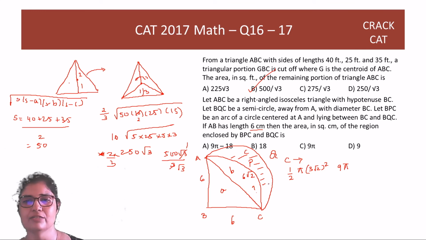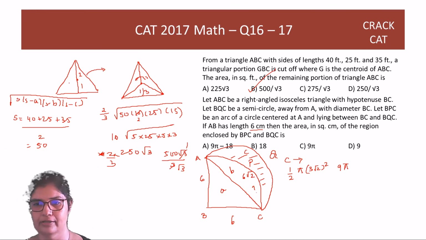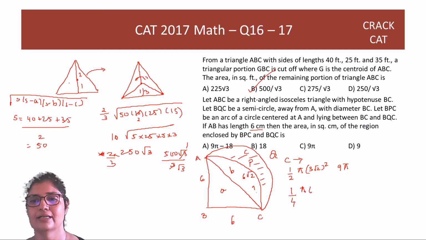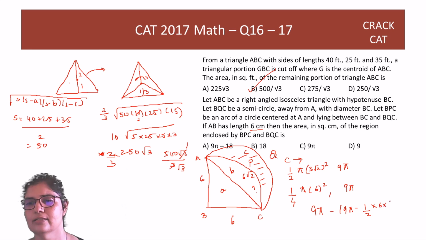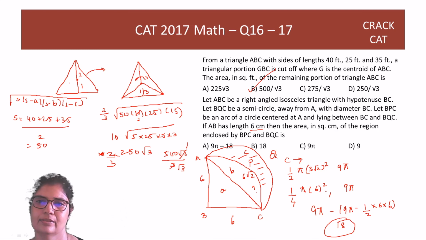Okay, so first we will find out the area of the quadrant. So this is basically 1/4 of the circle made with radius 6, correct. It's 1/4 of the full circle. So this is also 9 pi. From that, now if I subtract the area of the triangle, so from 9 pi I subtract 9 pi minus half into 6 into 6. So 9 pi cancels and the answer is 18. Your answer is option B, 18.